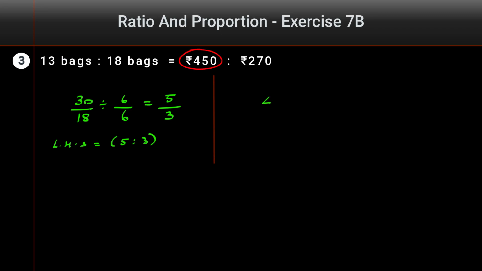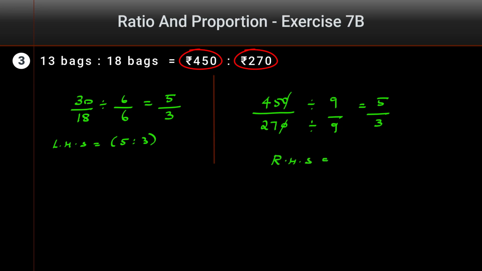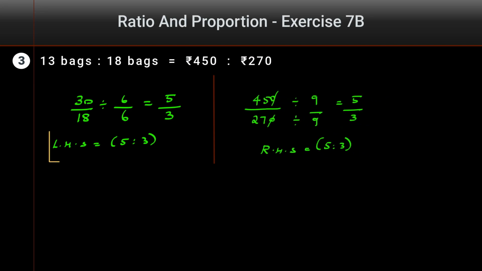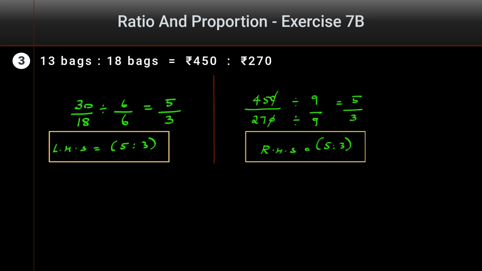450 divided by 270. You can cancel these zeros. Divide the numerator and denominator by 9 because 9 is a common factor that divides both the given numbers. So we have 9 5s are 45 and 9 3s are 27. So right hand side, what is my ratio? 5 is to 3. So left hand side is equal to right hand side. So the given statement is true, isn't it? So we can write left hand side is equal to right hand side.